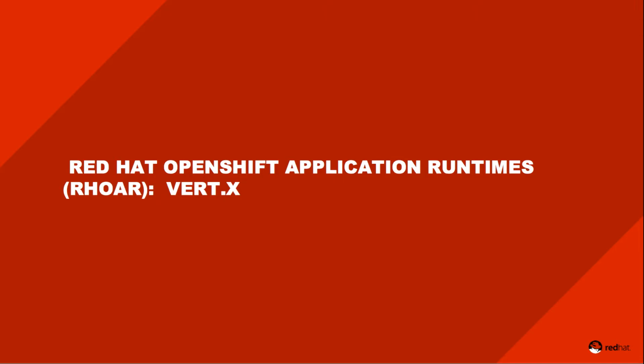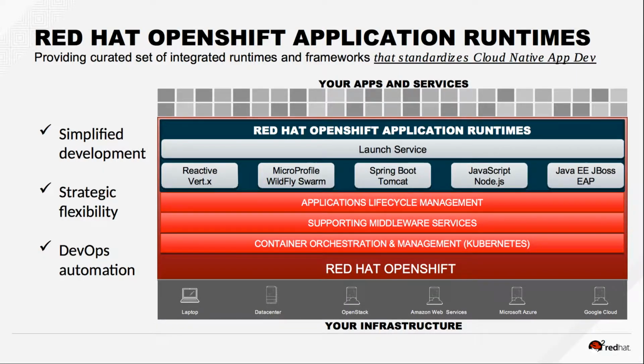Hello, today's topic is Vert.X. It is part of the Red Hat OpenShift Application Runtimes. What is the Red Hat OpenShift Application Runtimes, or for short, RHOAR? It is actually a collection of cloud-native runtimes for developing Java or JavaScript applications on OpenShift. It provides portability across multiple cloud infrastructures, allowing the developers to use microservices, containers, and DevOps automation and practice.